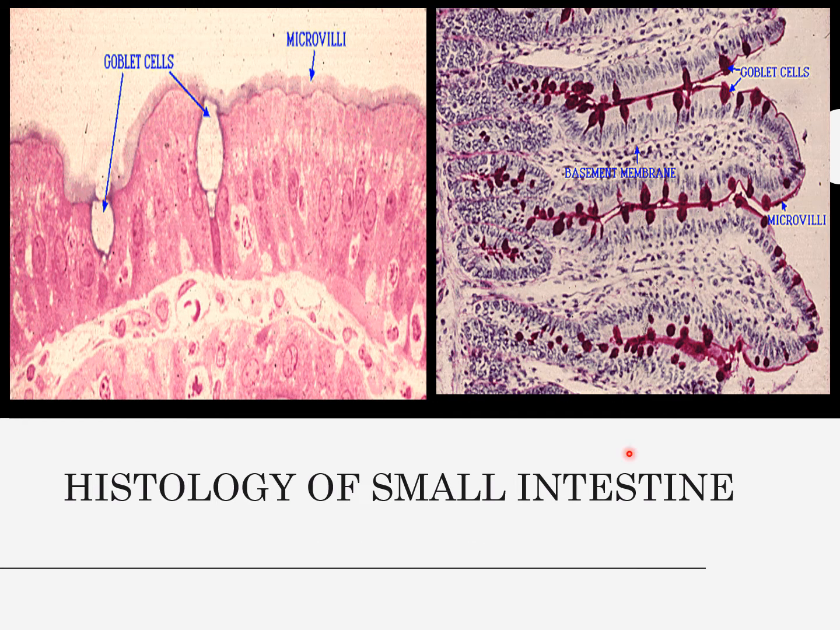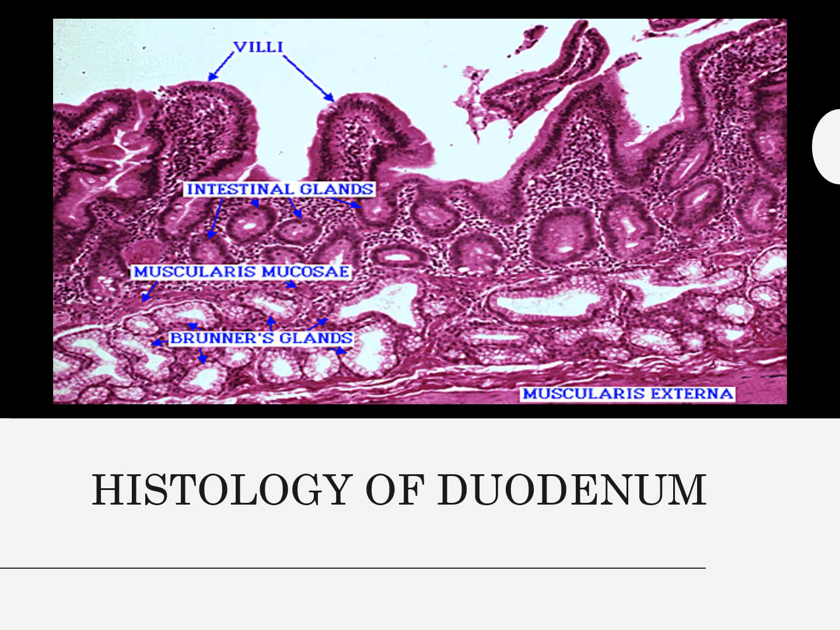And now we move to the histology of the small intestine. The difference is it has microvilli. On the top are columnar epithelial cells and goblet cells. Goblet cells function in secretion. This is a villi, and microvilli, and the intestinal gland, therefore duodenum. Brunner's glands exist in the submucosa, and muscular layer.